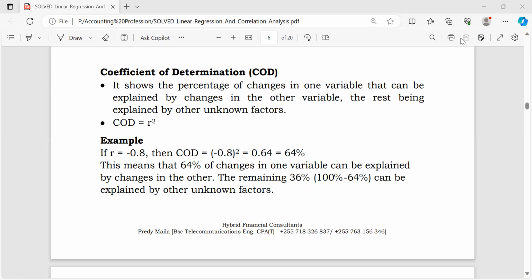And today we're just going to proceed with the topic correlation and regression analysis, right? Right now we're just going to take a look at the real meaning behind the term coefficient of determination, or COD in abbreviation. What is the coefficient of determination actually? Coefficient of determination just shows the percentage of changes in one variable that can be explained by changes in the other variable, the rest being explained by other unknown variables or other unknown factors.